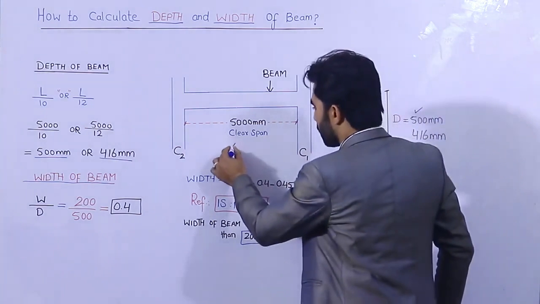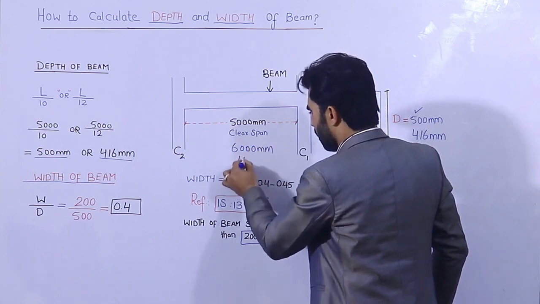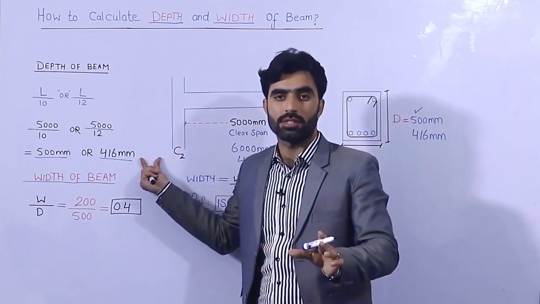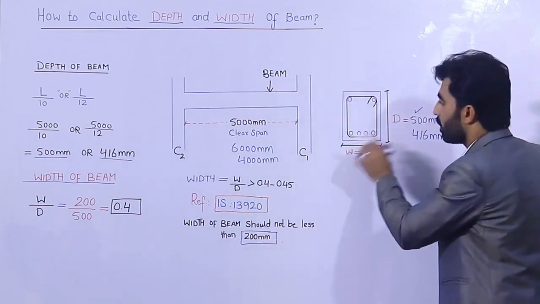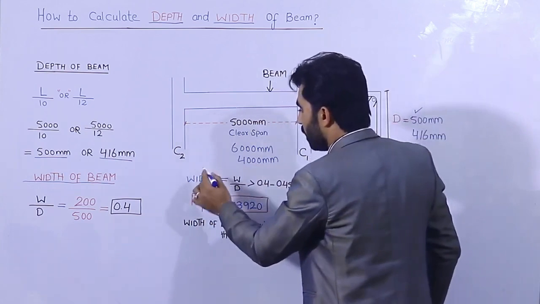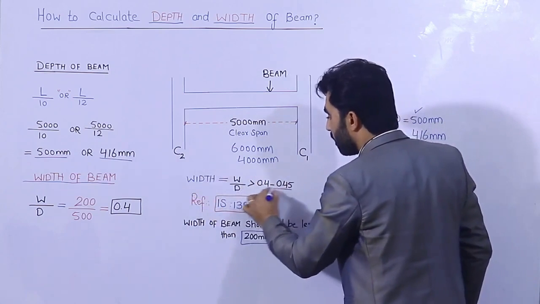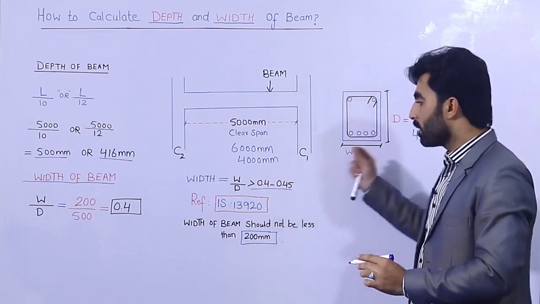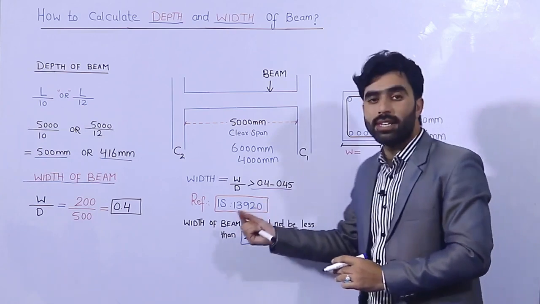Now if the span is about 6000 mm or 4000 mm, you can use the same formula which I have discussed by thumb rule. Now guys, the question is, what should be the width of the beam? Remember one thing: the width of the beam you can find by W divided by D. It should be greater than 0.4 to 0.45, from the reference of IS 13920. So this is from the reference of the Indian Standard Code.